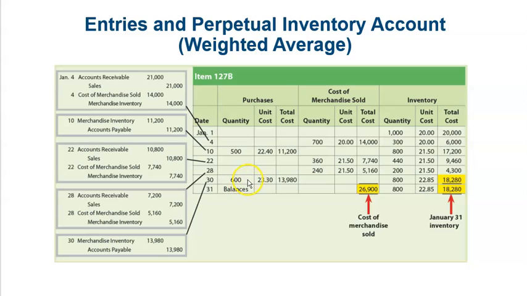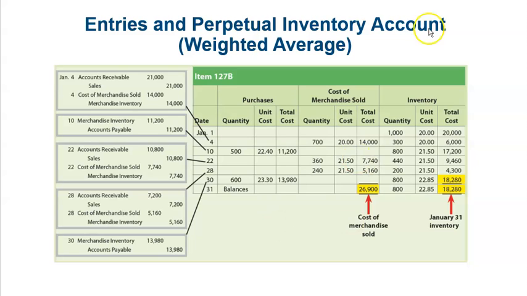So here we would get a new average. We would say 4,300 plus 13,900 divided by our total, which would be 600 plus 200, so 800. And our new average after that purchase is this $22.85. So I would do the same thing. I would look at your example and work that out and practice it.